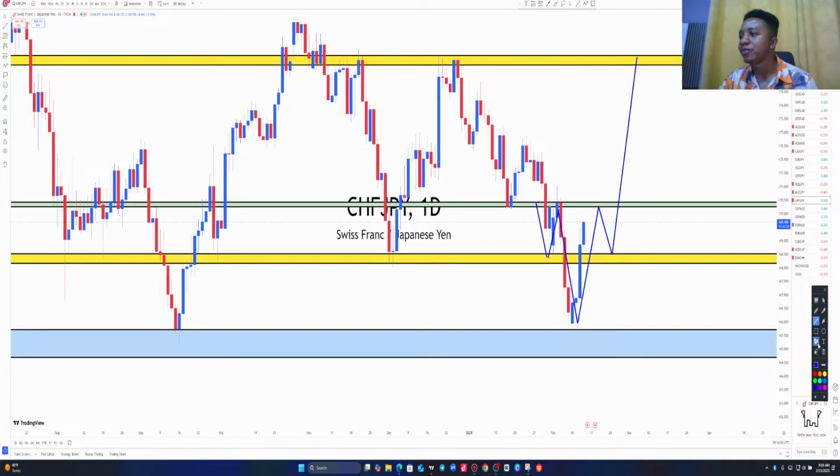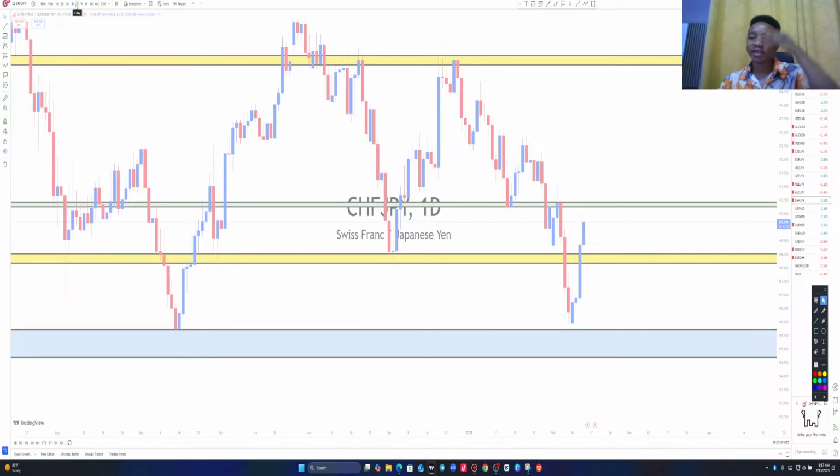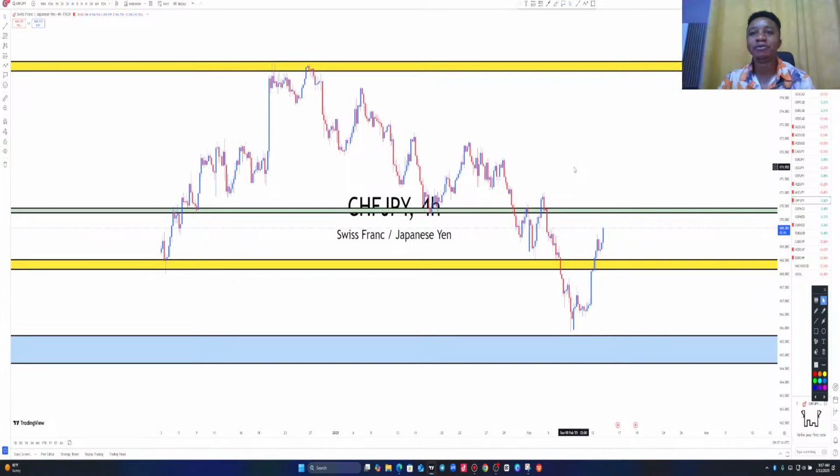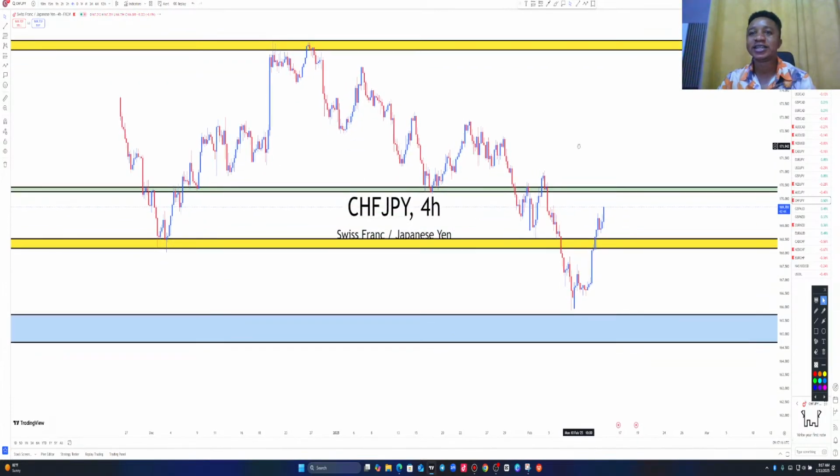So CHF JPY, I'm expecting price to hit this level, come back for a retest, then boom, you buy all the way to the upside in that manner. Let's go to the 4-hour time frame and then prepare for this setup. This is a very, very beautiful setup and a very promising one as well. Okay, I like it. In the days to come, I'm very likely to enter this with a lot of lots to make more money.